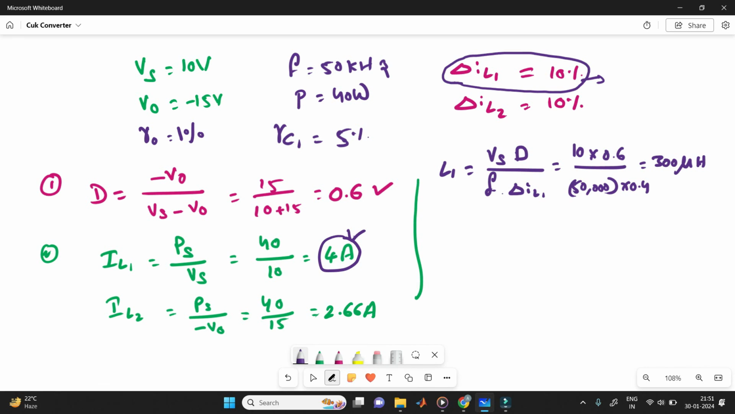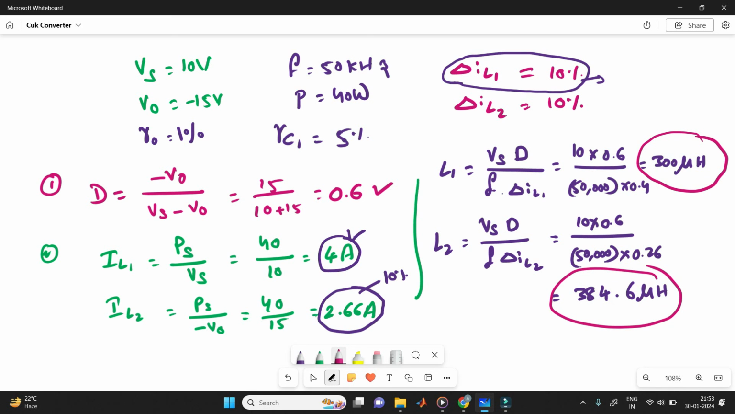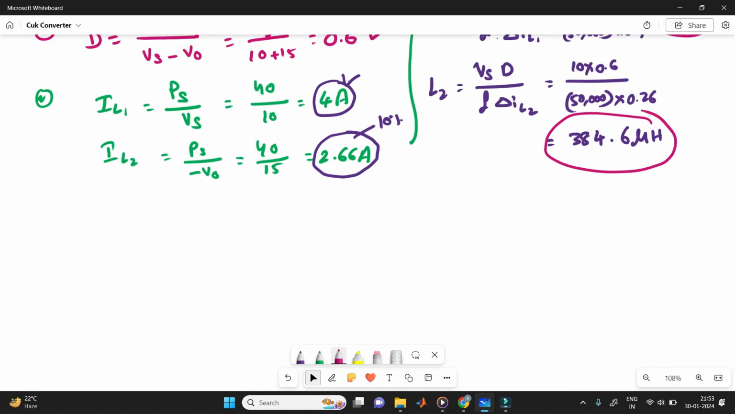Now find the second inductor value L2. That is equal to the same as above, input voltage into duty cycle by frequency into change in IL2. So you will get 10 into 0.6 by 50 kHz into, here 10% of inductor current L2 is 2.66, so 10% of this means you will get 0.26. So the final inductor value is 384.6 microhenry. So now finally you have the inductor 1 value and inductor 2 value. Now we need to find the capacitance and resistance values.